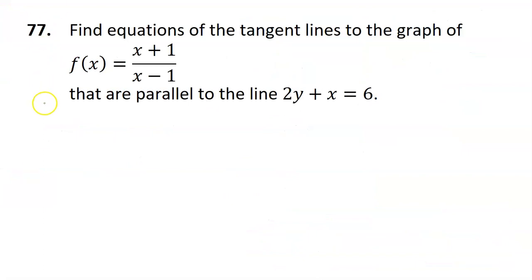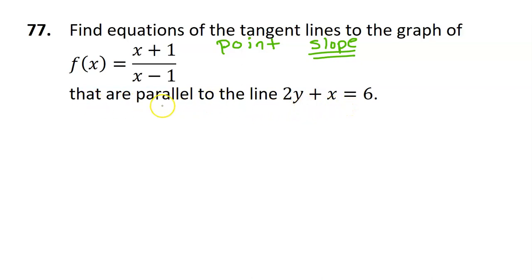Number 77, last one, quite a little puzzle we have here. Find the equations of the tangent lines to the graph of f of x equals x plus 1 over x minus 1 that are parallel to the line 2y plus x equals 6. So we're finding equations of tangent lines, and we're going to use point-slope form. So that means for each tangent line, we're going to need a point, and we're going to need the slope. Let's start off by finding the slope.